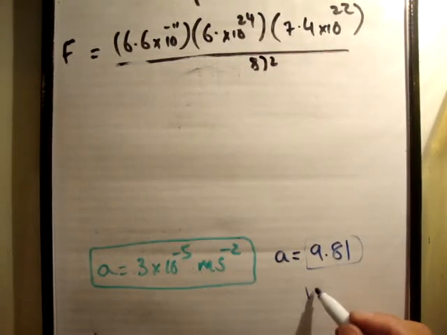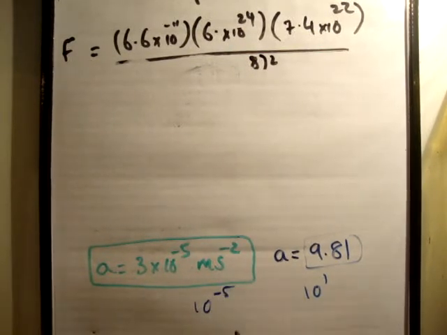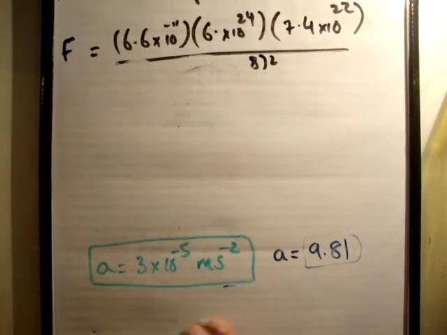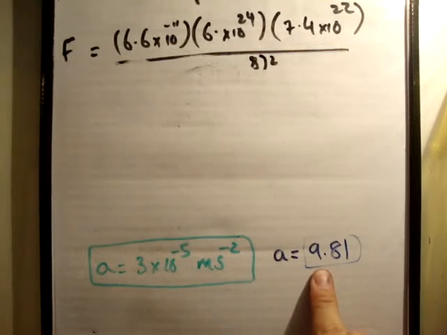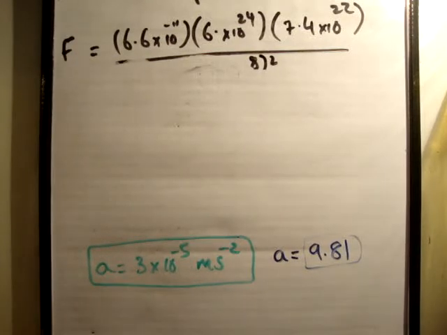So this is approximately 10 to the 1. And this is 10 to the minus 5. So you can see there are approximately 6 zeros in the difference, which is 1,000,000. So you could say that the acceleration due to the mass of the Earth on the Earth is almost 1,000,000, or just over 1,000,000 times bigger than the acceleration due to the pull of the moon.